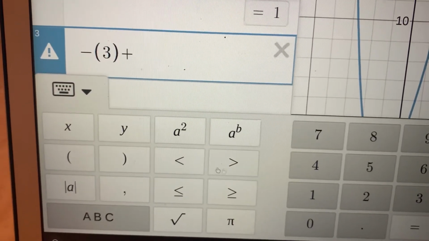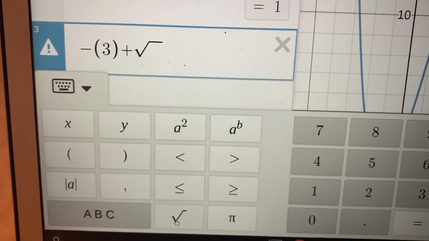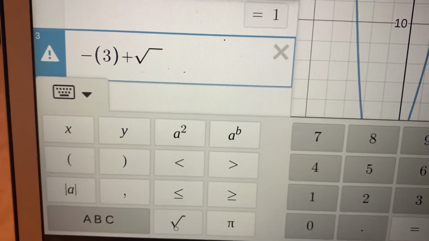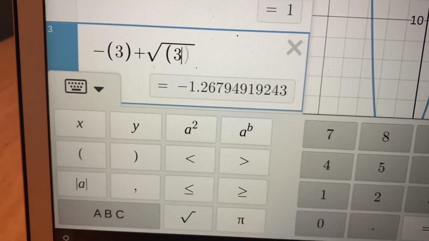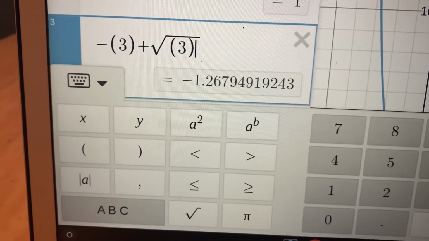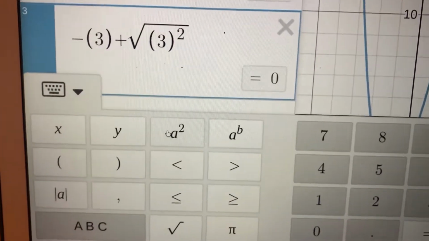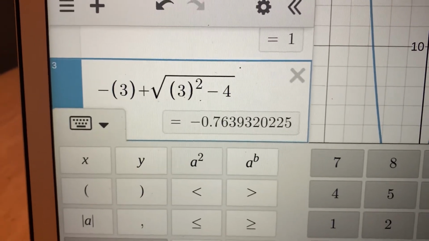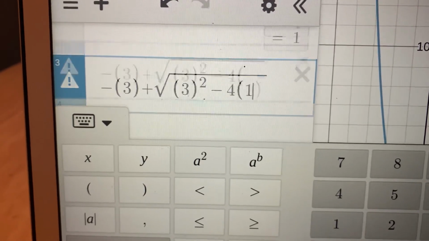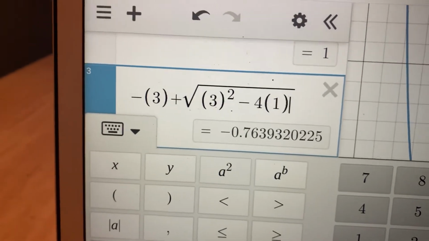Then we do the square root. So the check mark button down here. And then it was 3 squared. So again, we're going to put 3 in parentheses. And then to get the squared, we put the exponent of 2. And then it's minus 4, not in parentheses. Parentheses 1. And parentheses negative 4.